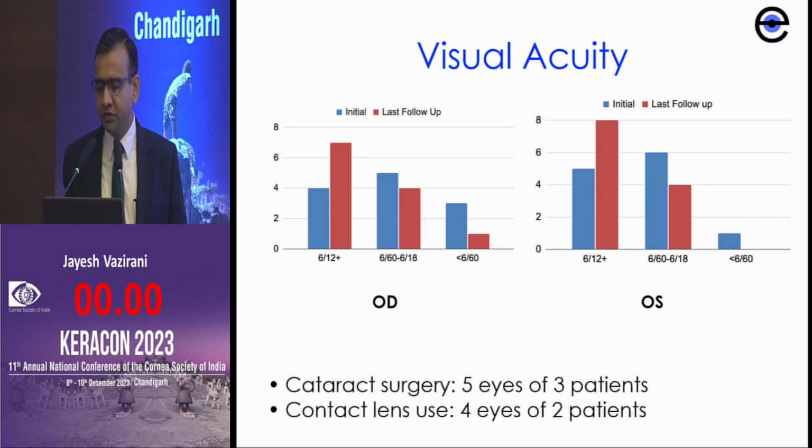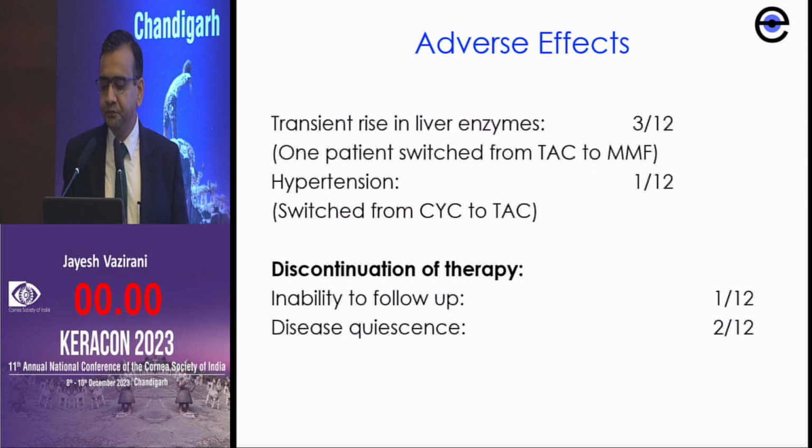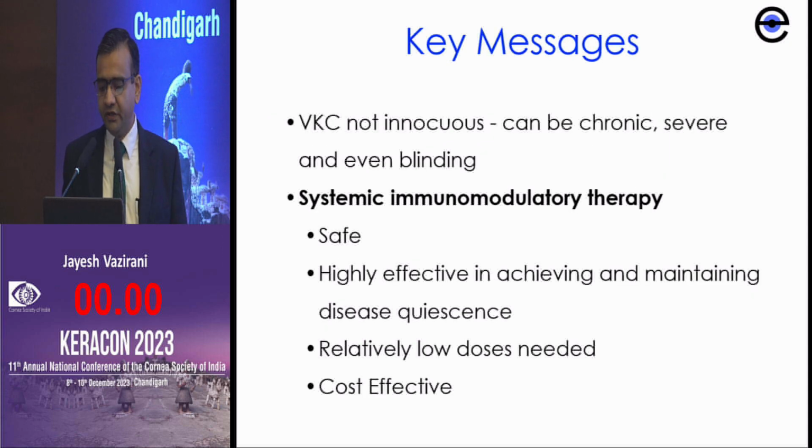The visual acuity improved considerably because we were able to do cataract surgery and give them contact lenses. We had transient elevation in liver enzymes in 3 of these patients, and 1 patient had hypertension, but none of them had to discontinue therapy because of adverse effects. We have managed to stop the therapy in 2 of these patients because the disease is now quiet, and 1 patient was not able to follow up and monitor, so we had to stop therapy.